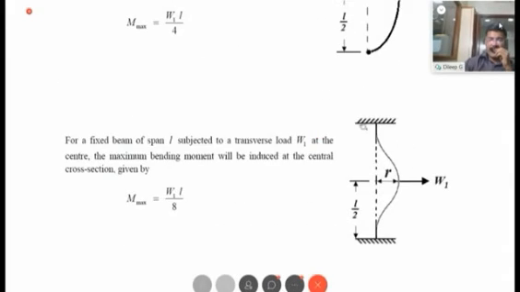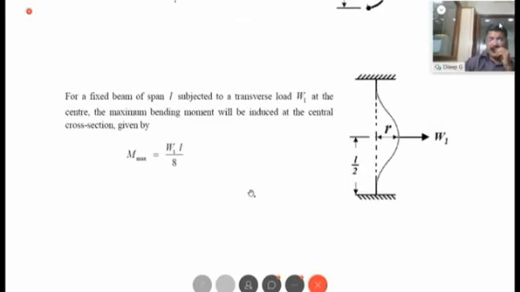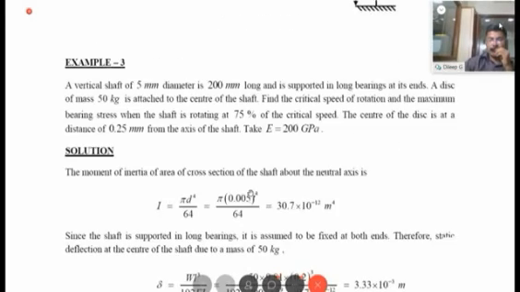Now, what if the shaft is fixed at both ends? For a fixed beam or a fixed shaft, fixed at both ends, having a span L, when you apply a transverse load W1 at the center like this, the maximum bending moment will be felt at the central cross section, which is given by M max is equal to W1 into L divided by 8. For a simply supported beam, it was M max is W1 into L divided by 4. For a fixed beam, it will be W1 into L divided by 8. These two formulas you have to remember at any cost in order to solve some problems.